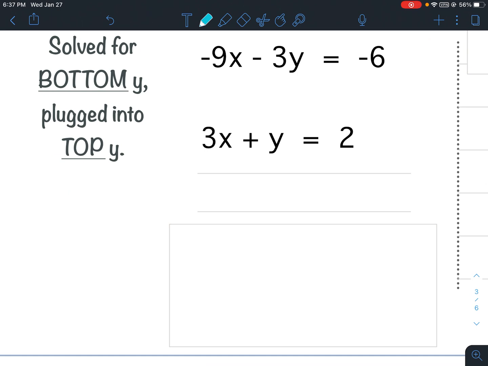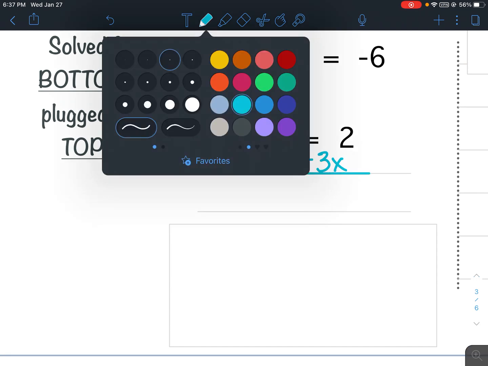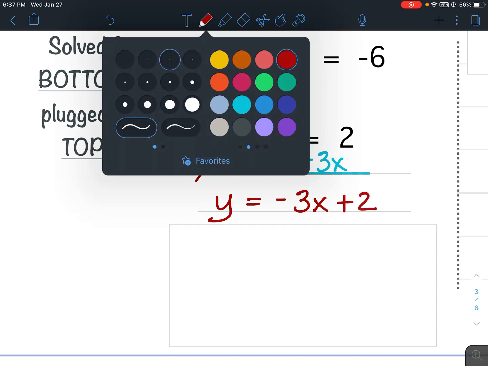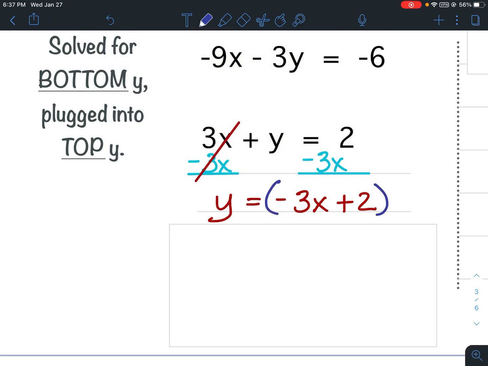All right, to solve for the bottom y, I need to get rid of the x term. So I'm going to subtract 3x from both sides. So y equals, bring down the negative 3x, bring down the positive 2. And I solved for the bottom y. Since I solved for the bottom y, it will get substituted in to the top y.